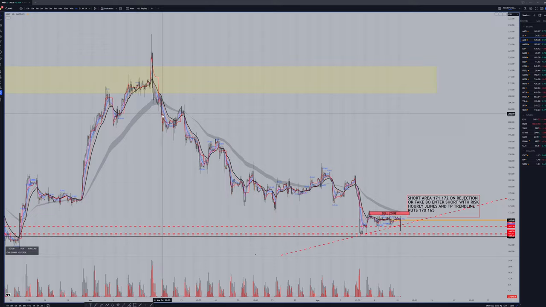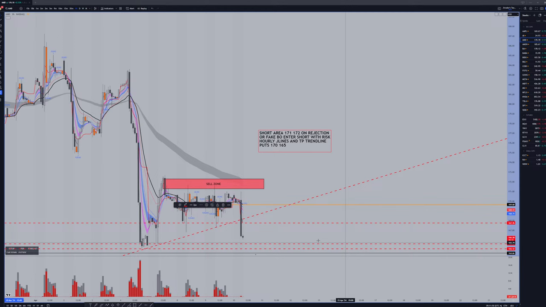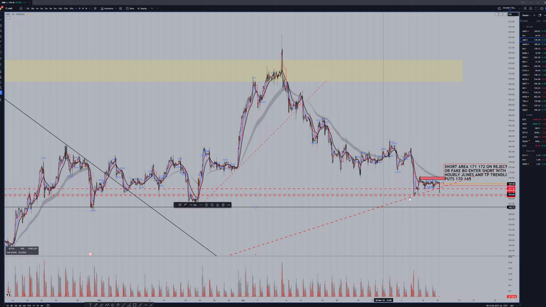You can see that once we had breached this trend line to the downside, right here, we started to reject, creating all these pops. Now we are rejecting also this level over here, sell zone. The next target is going to be the 164-ish, 165. So again, if the market will simply start unwinding, then we're going to have target 165 and then 160.